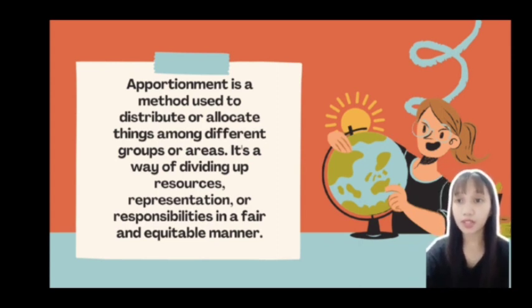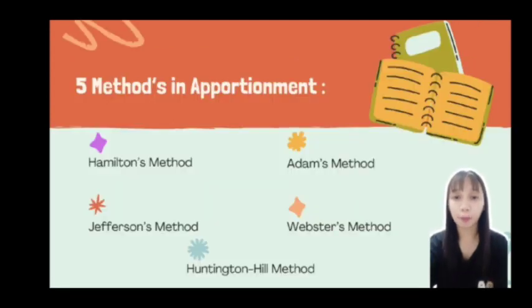So, in essence, apportionment is a tool for fairness and efficiency. It helps ensure that resources are distributed in a way that is proportional to need or contribution, and that everyone gets their fair share. It's a fundamental concept in many areas of life, from politics to business to everyday decision making.